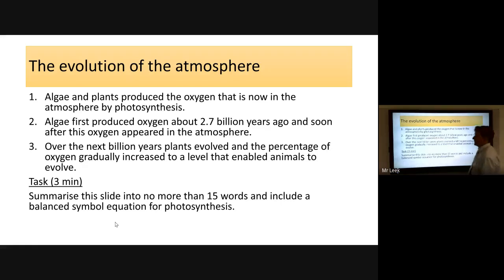Right, so it's not a case of copying this down. What we've got to do is think about the steps. 15 words: algae, photosynthesis. 2.7 billion years ago, that's when they appeared. Over the next billion years, they reduced the amount of carbon dioxide, but they didn't do all of it.